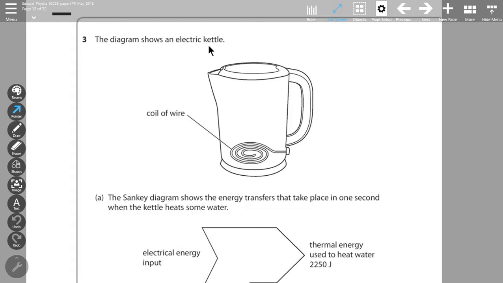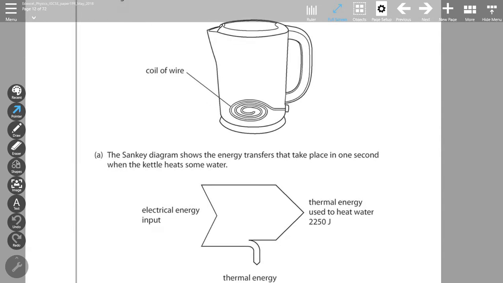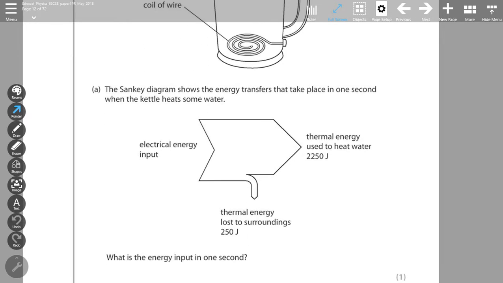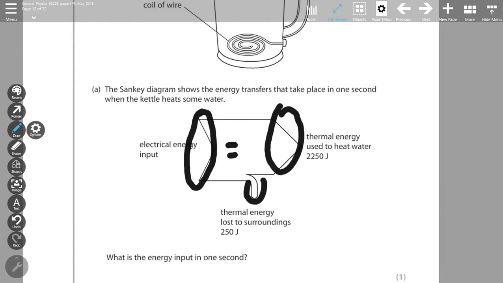The diagram shows an electric kettle, with a coil of wire inside. The Sankey diagram, so let's look. The Sankey diagram shows the energy transfers that take place in 1 second when the kettle heats some water. What is the energy input? So what we can say is that this is the energy input and it equals this output plus this output. So we should add these two values.